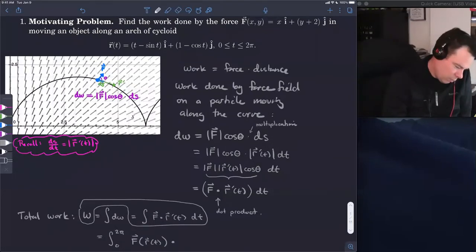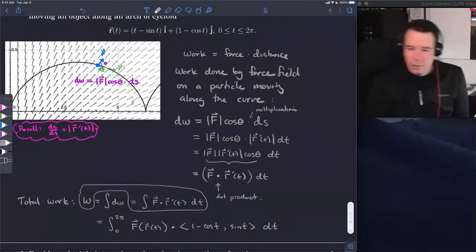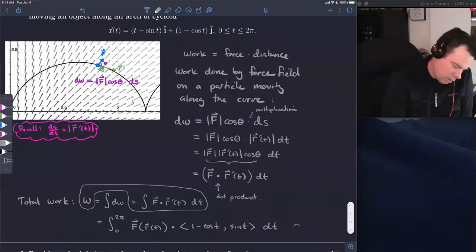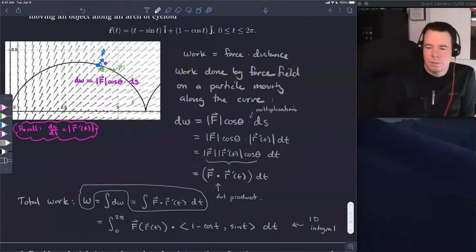We're going to dot it with the derivative, which is 1 minus cos t. Derivative of 1 is 0. Derivative of negative cos is sine t, and then dt. So we'll end up plugging in R of t into our force field, taking the dot product, and that just gives us an integral in one variable. So this is a 1D integral, in other words, an integral back from calculus 2.